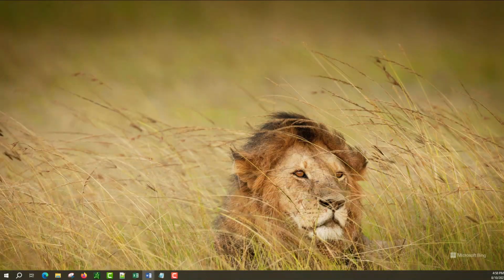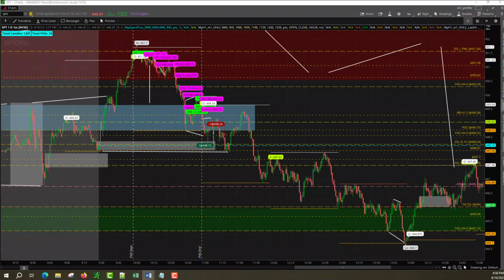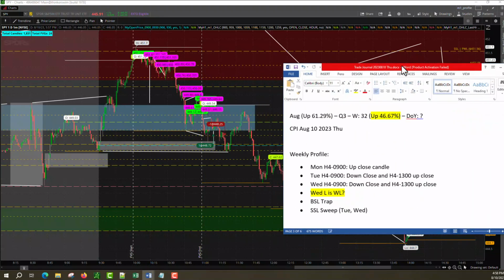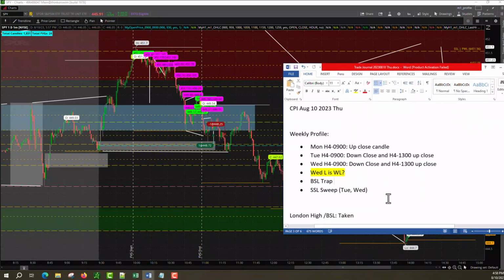Let me pull out the journal. Okay, so for today we see that in the weekly profile we observe several conditions, right? We know the Monday 4-hour time frame at 9 o'clock is an up close candle, but for Tuesday the 9 o'clock is down close, but the 13 candle is up close. For Wednesday is down close.